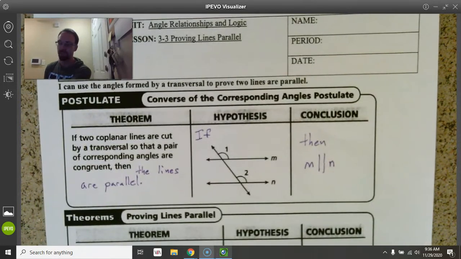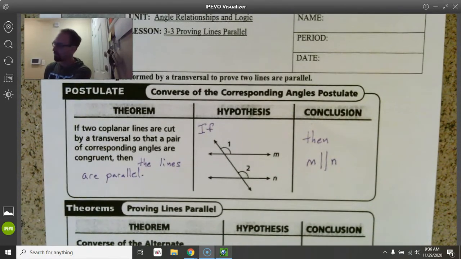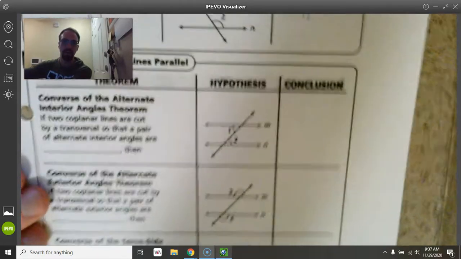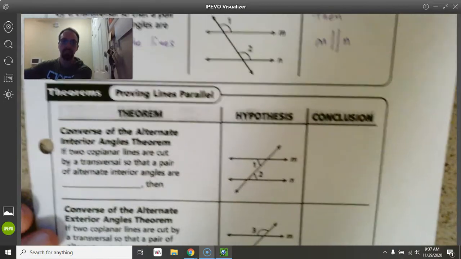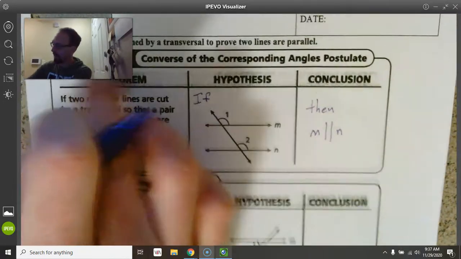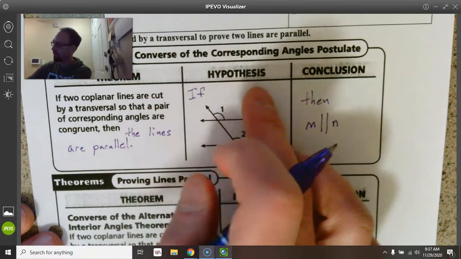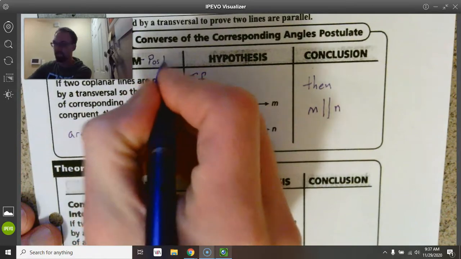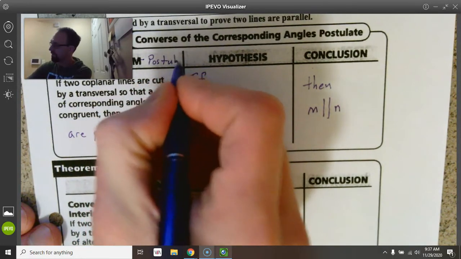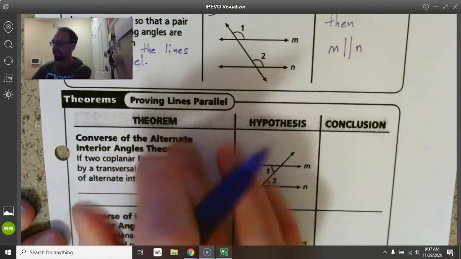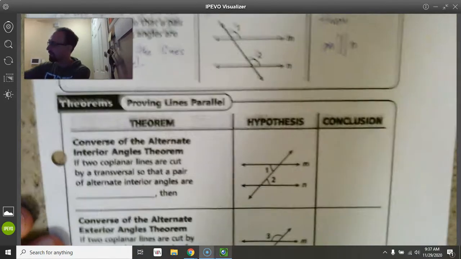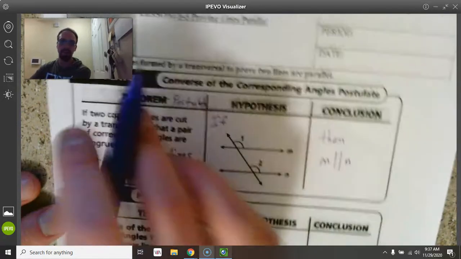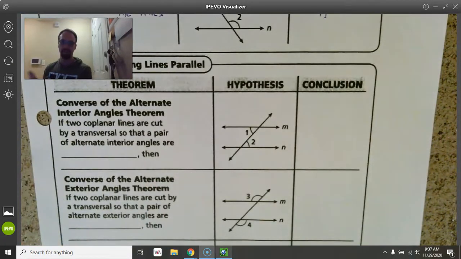And we call this a postulate because we can then use this to prove a bunch of theorems. We don't prove the theorems in this course. That would be for a different math course. But just to know the names, this is called the converse of the corresponding angles postulate. This should actually be the word postulate, not theorem. But then we're going to use this to talk about these theorems. All of these theorems are based off this postulate. So it's all just different ways of thinking about it.